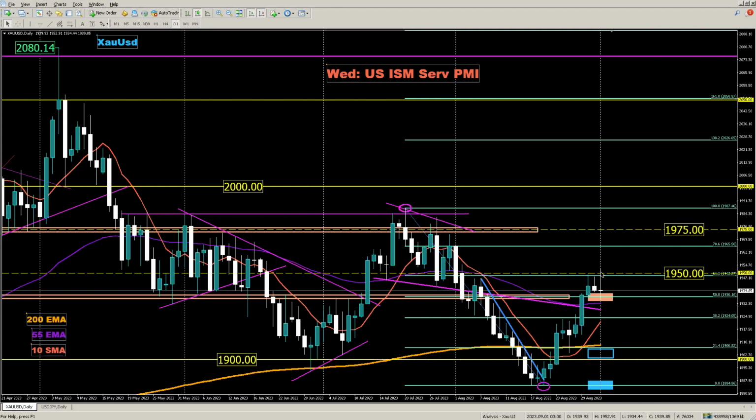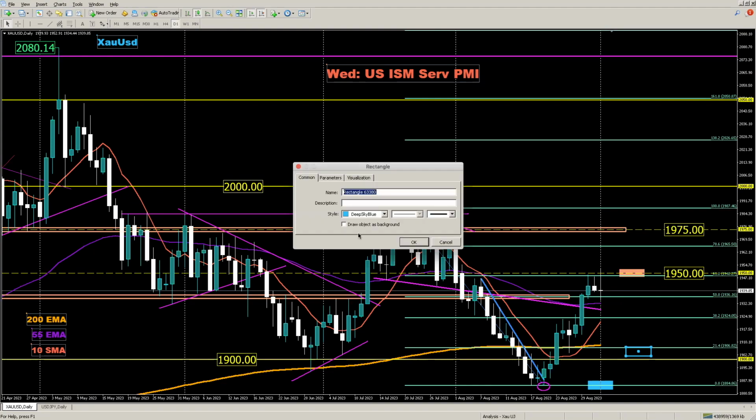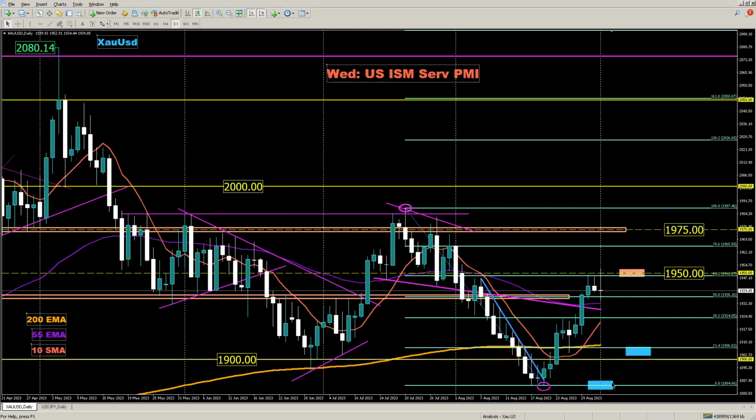So this pullback is not deep enough. So we have to see how far that retracement is going to go, or whether it's just going to continue up higher. So this is still a critical resistance zone at 1975. And now the key resistance is up to the 1950, along with the 62 pip retracement. This zone here is a major support now, and perhaps an interim one at the 38 pip retracement.